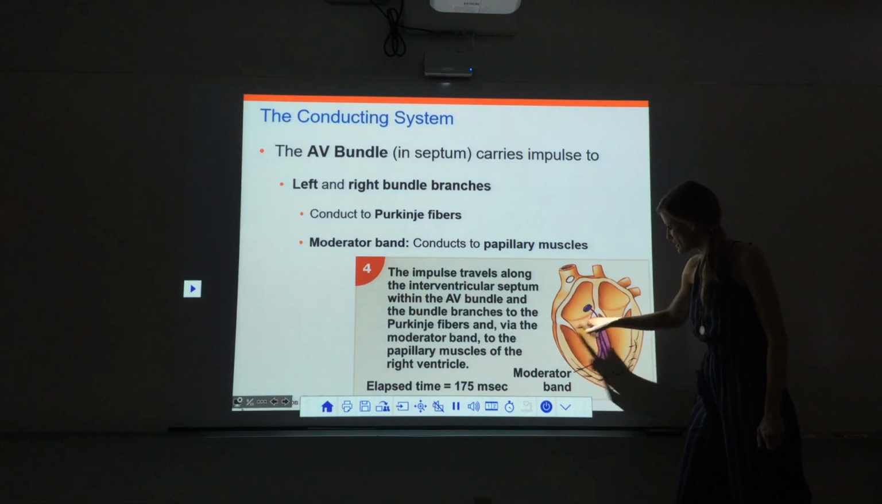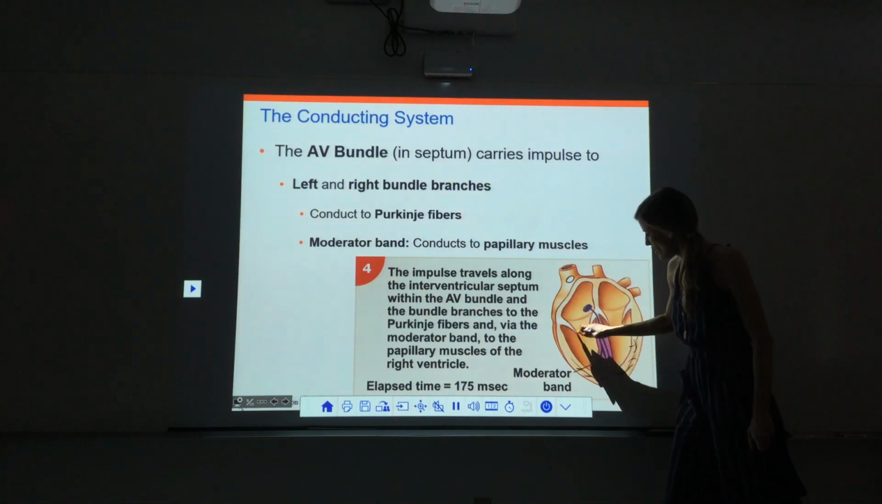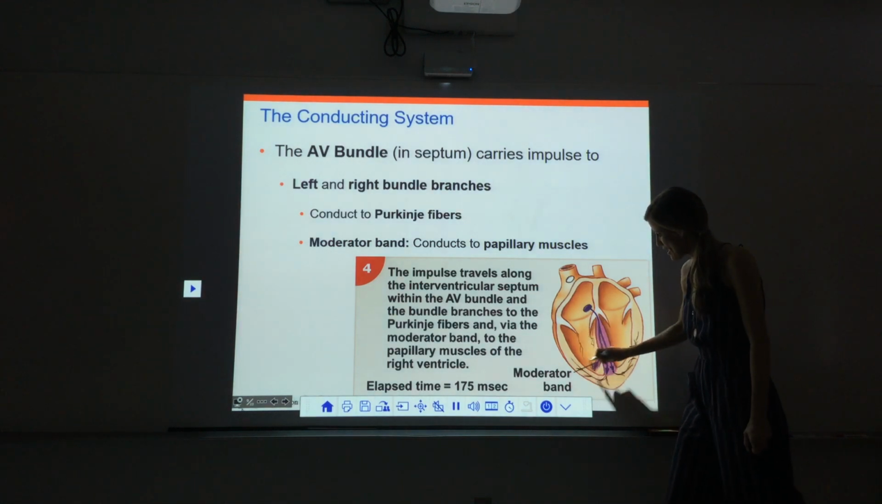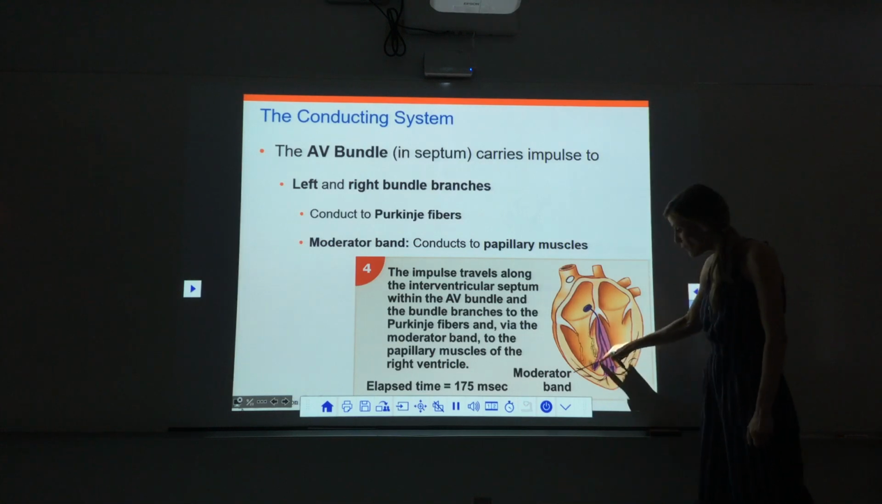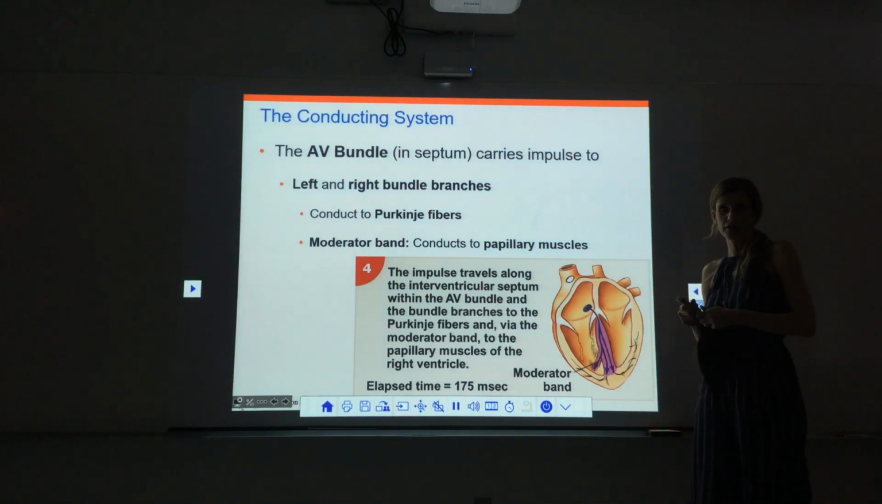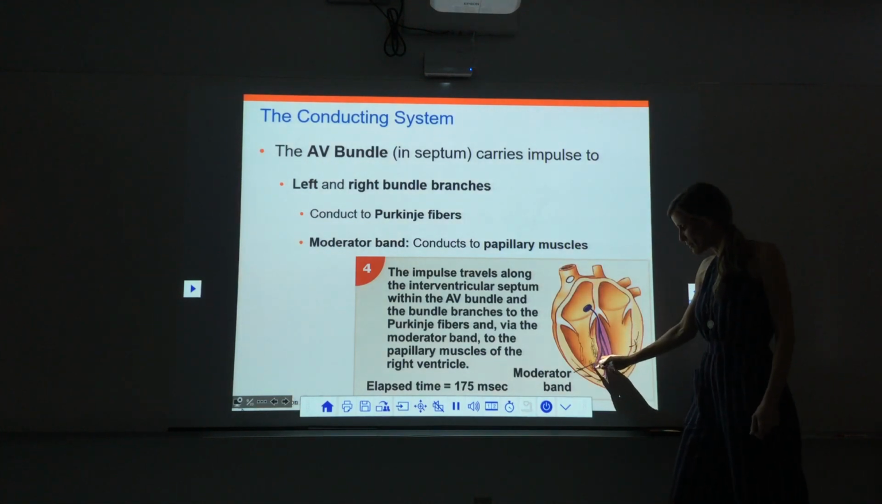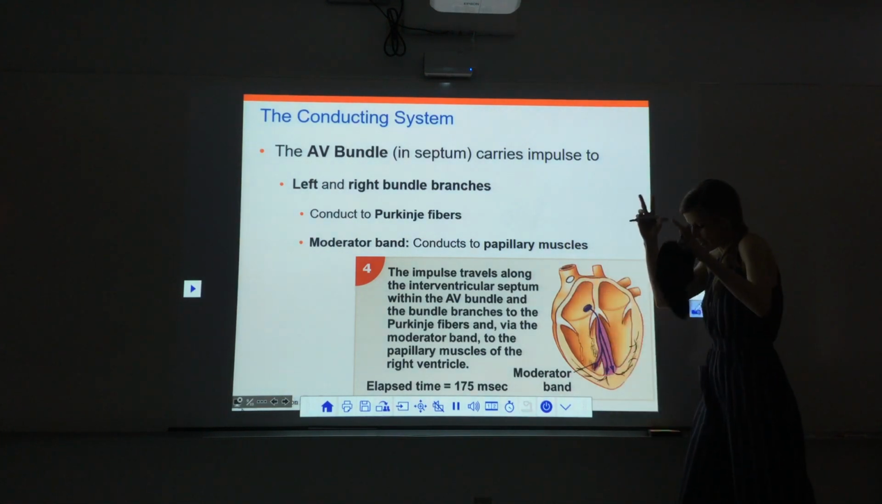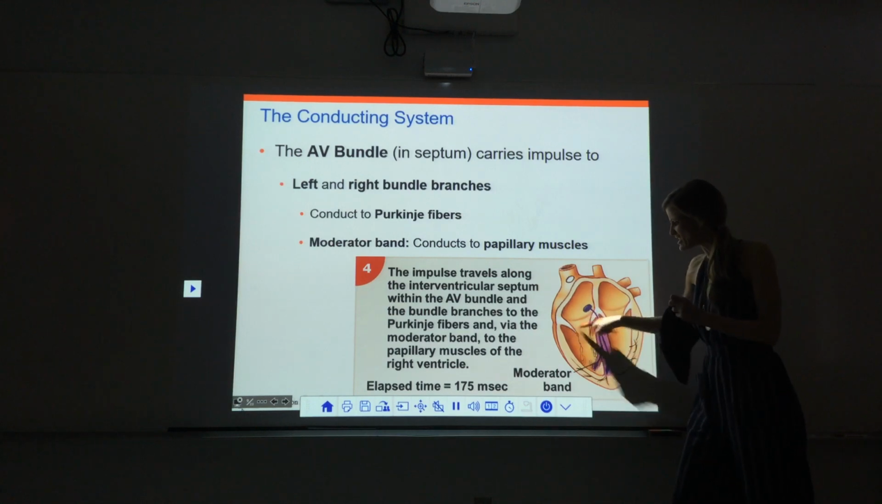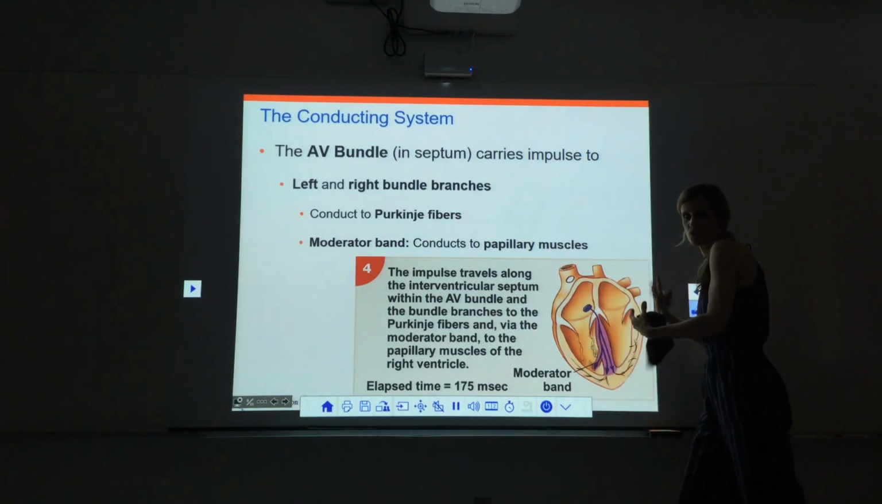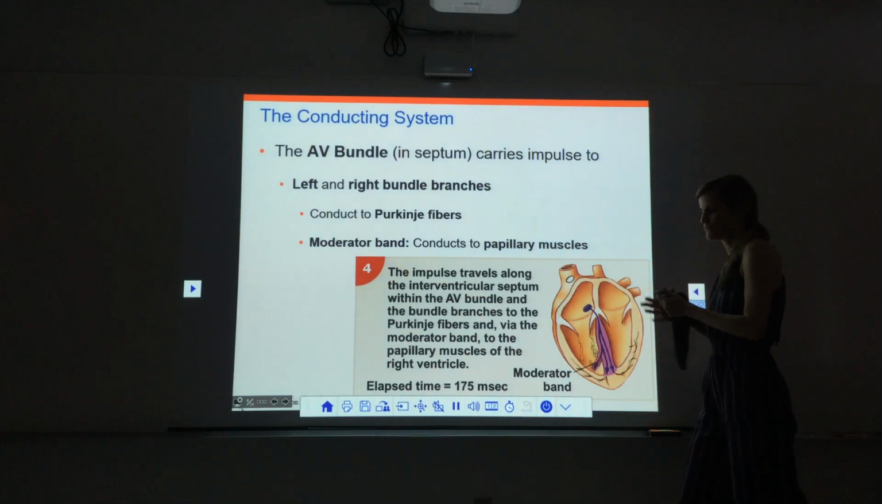So if you remember, like the AV valves, they have these associated structures, right? They have chordae tendineae, and then they have these papillary muscles that secure them. The moderator band we said is like a shortcut for that signal, so that the signal can get to the papillary muscles, and the papillary muscles can contract and hold really strong onto this valve before the ventricle actually contracts and before we actually put force on that valve.